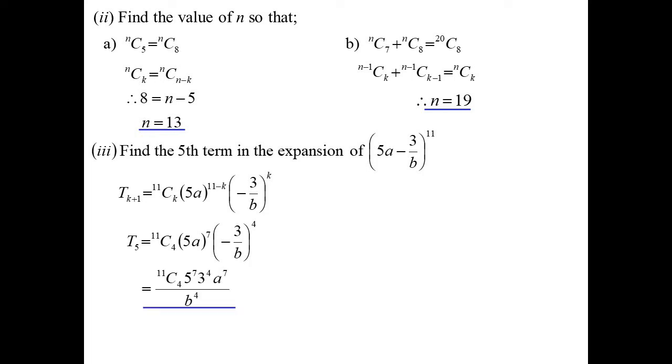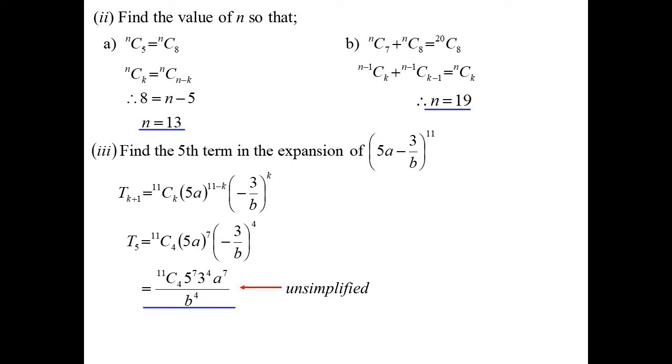Working that out, I haven't bothered actually calculating 11C4 and so on here, you'll notice. So an unsimplified answer would be 11C4, 5 to the power of 7, 3 to the power of 4, a to the power of 7, all over b to the power of 4.